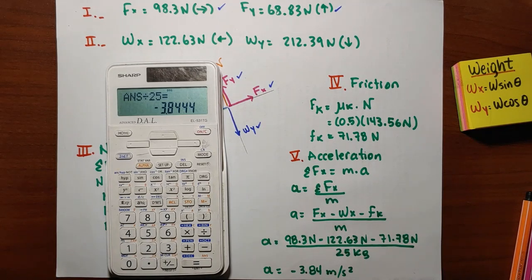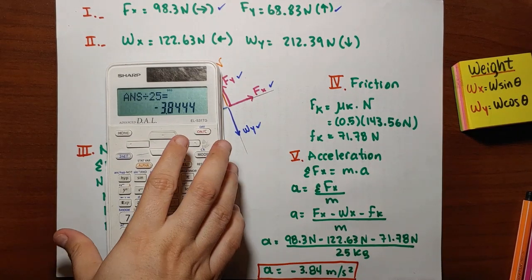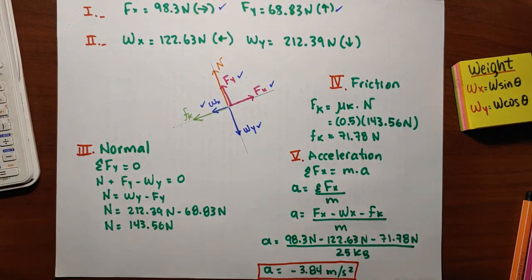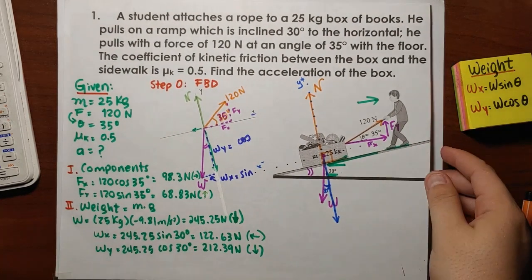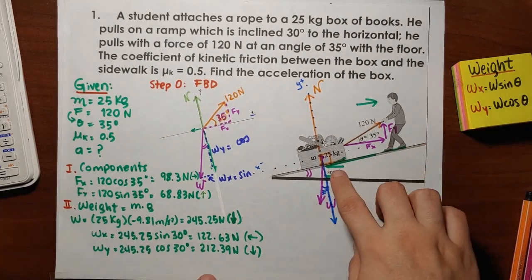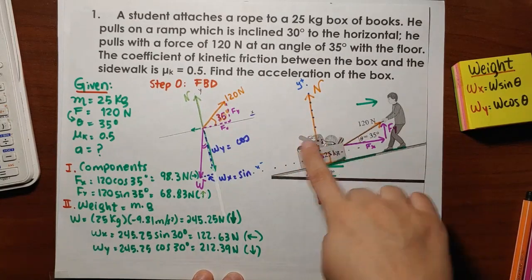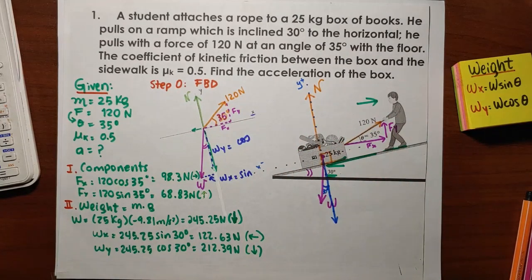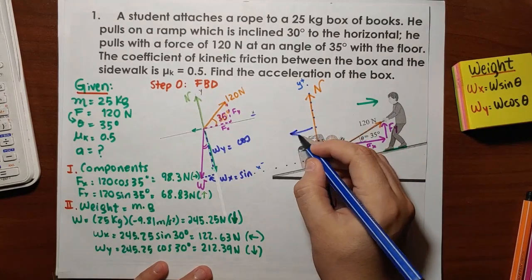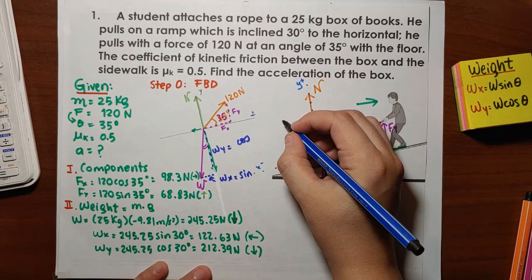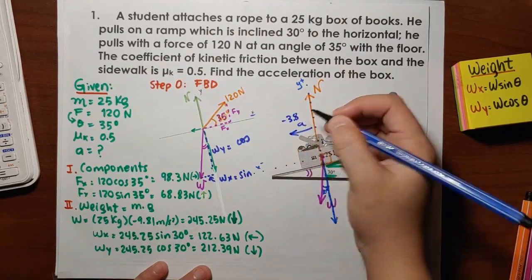Now, what does it mean? Because my acceleration is negative, we can conclude that this boy is incapable of pulling the box of books. He is incapable of moving it. That's why this mass, instead of going to the right, is going to be moving downward to the left. That's why we got an acceleration of negative 3.84.